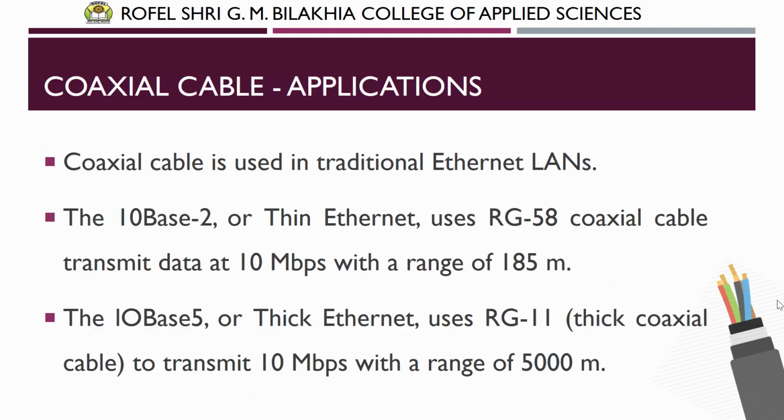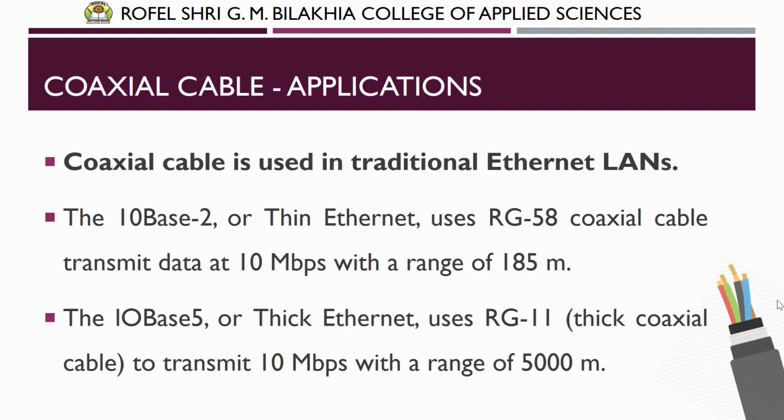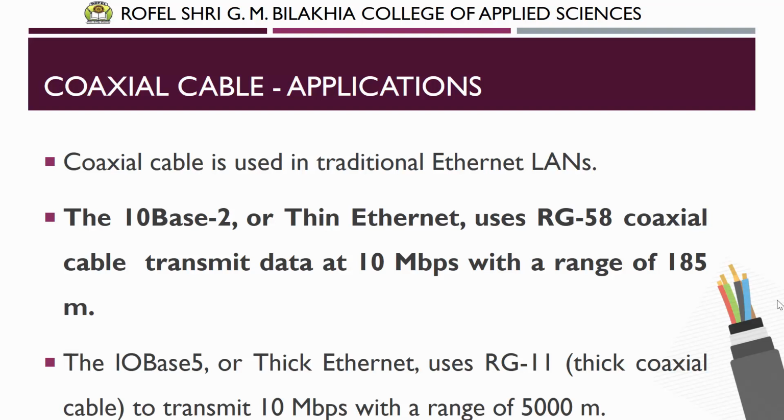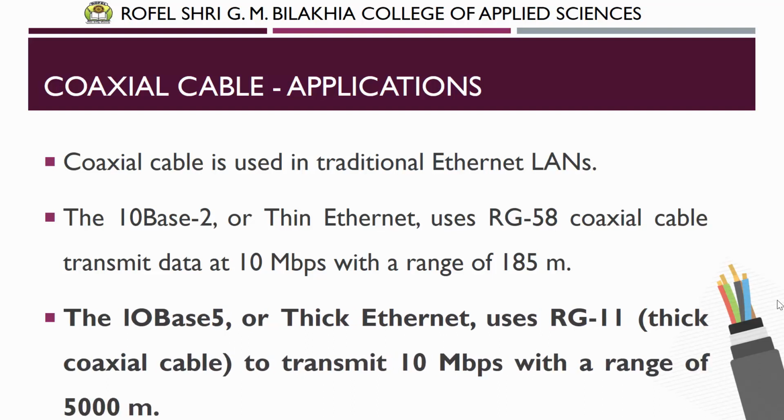Now coaxial cable is also used in traditional Ethernet LAN. 10Base2, or thin Ethernet, uses RG58 coaxial cable, which transmits at 10 Mbps with a range of 185 meters, right? And 10Base5, or thick Ethernet, uses RG8, a thick coaxial cable, which transmits 10 Mbps with a range of 500 meters, right?